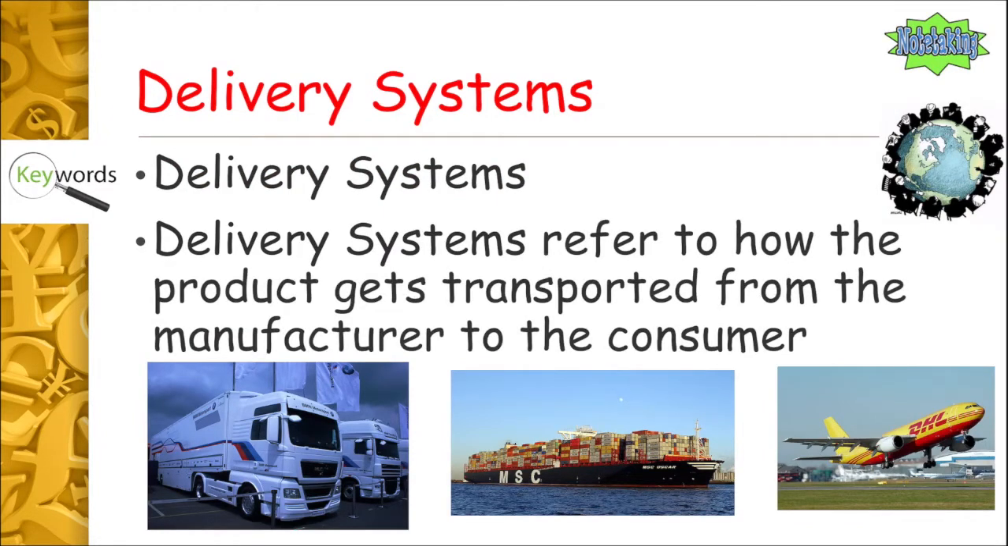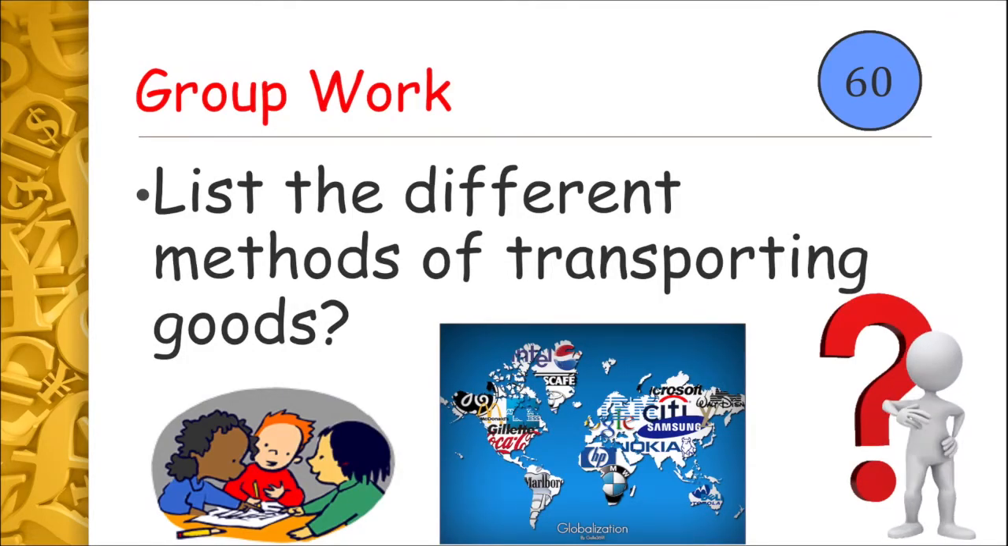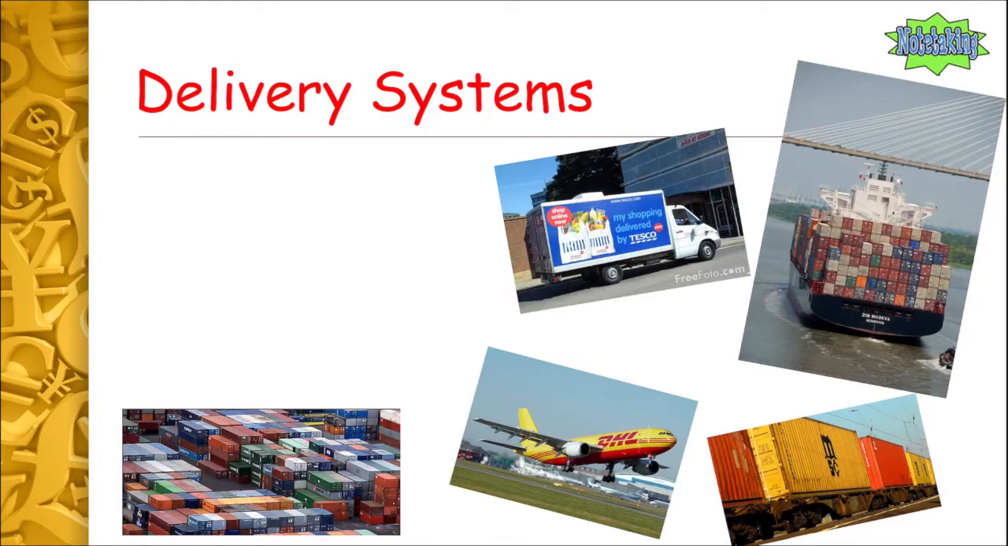So, what is a delivery system? Delivery systems refer to how the product gets transported from the manufacturer to the consumer. So, from where it's made in the factory, how does it get to you, the person buying it in the store? What I want you to do now is pause the video and think about what different ways are used to transport the goods from factories to you, the consumer, or to the shops where you buy the goods. Pause the video, jot down a few ideas, and when you're ready, press play and move on.